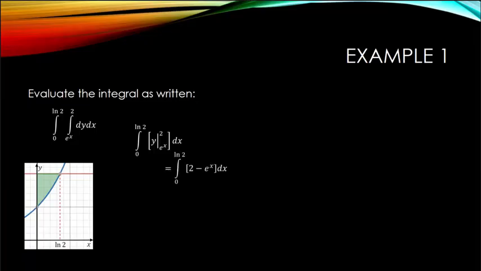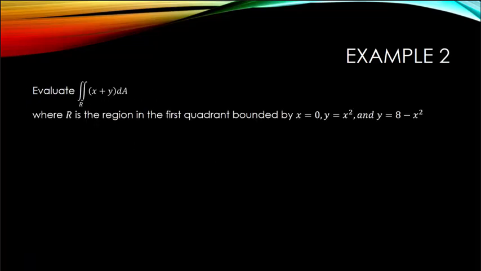This becomes the integral from 0 to the natural log of 2 of the quantity 2 minus e to the x dx. This gives me 2x minus e to the x evaluated from 0 to the natural log of 2. I get 2 times the natural log of 2 minus 2, minus 0 minus 1. This simplifies to 2 natural log of 2 minus 1. Now I want to work another example.